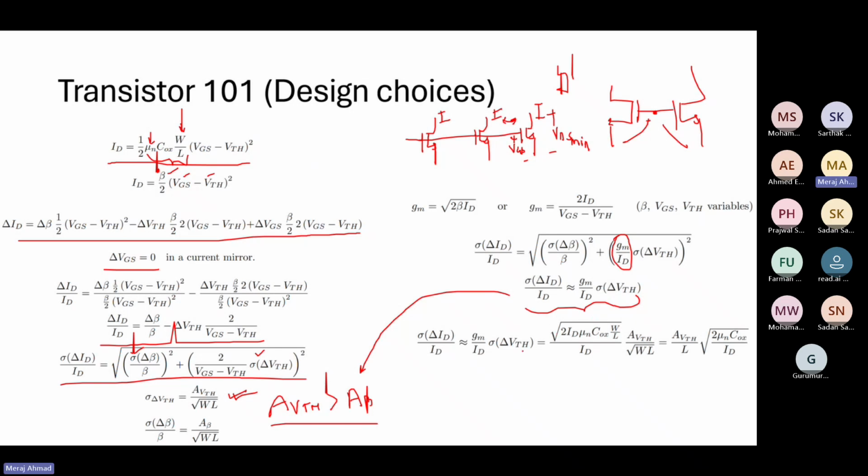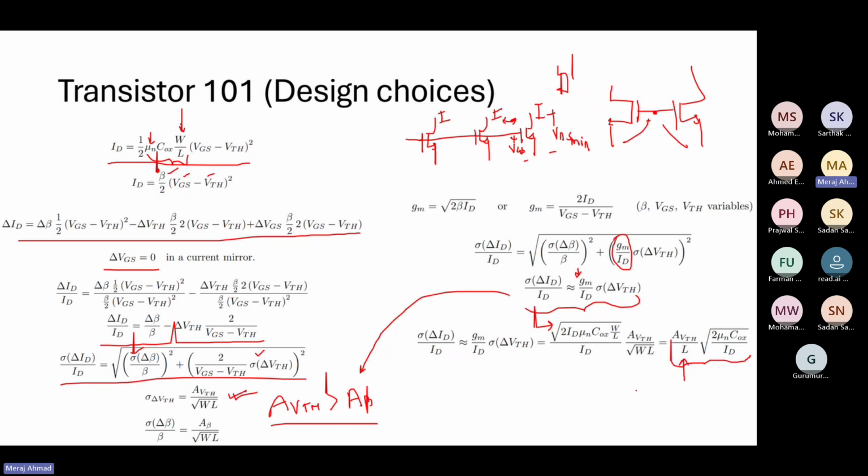Okay, so now let's do a bit of simplification. This GM over ID can be written as 2ID over mu Cox W by L, and replacing this, you get one more constraint on how you decide. One was keep the VGS maximum. Just by seeing this equation, you get another one: increasing L helps in reducing mismatch.